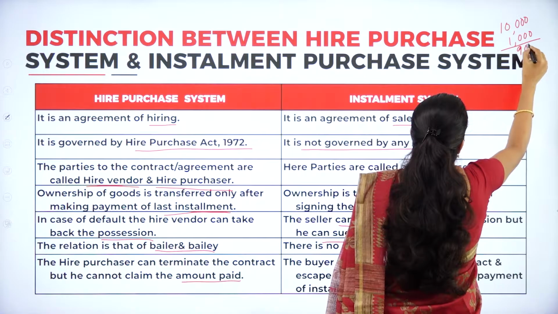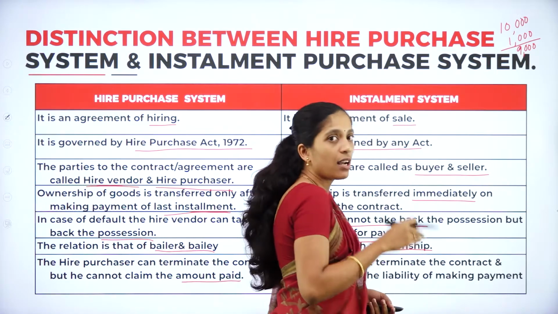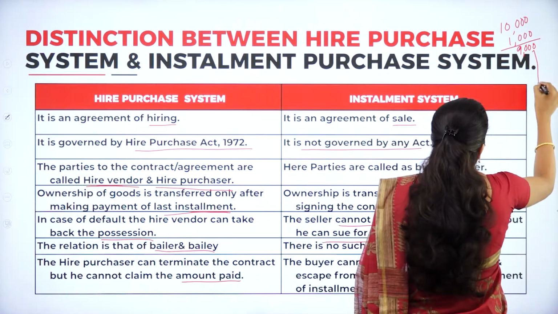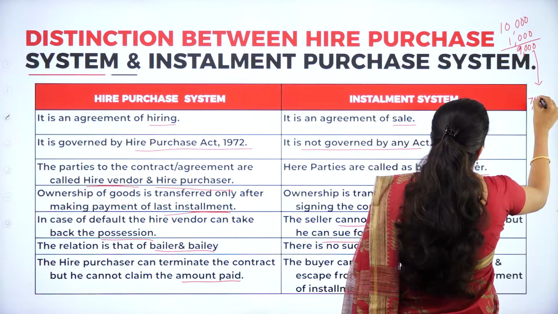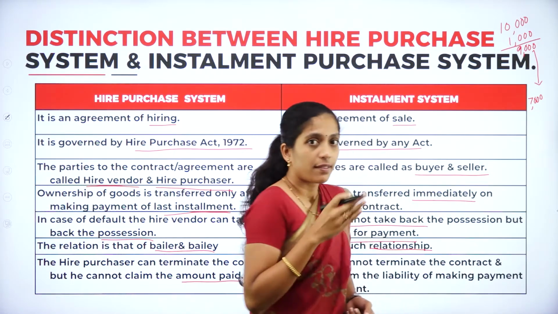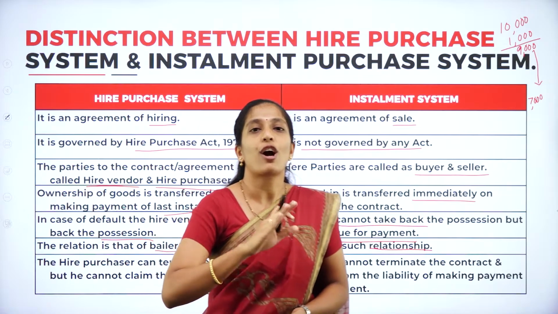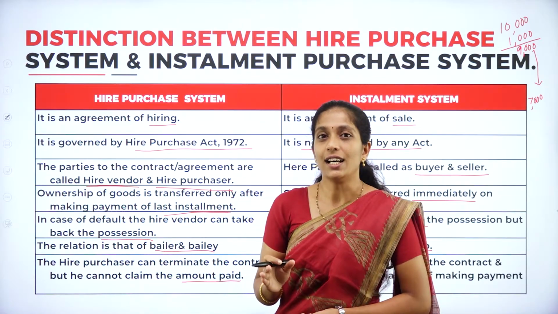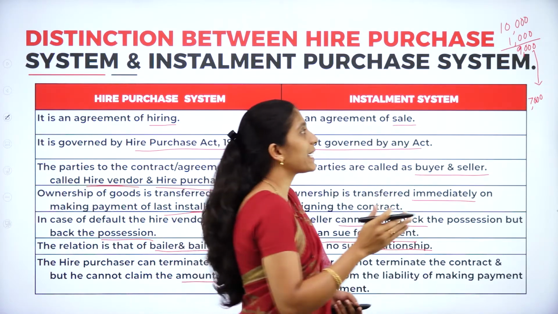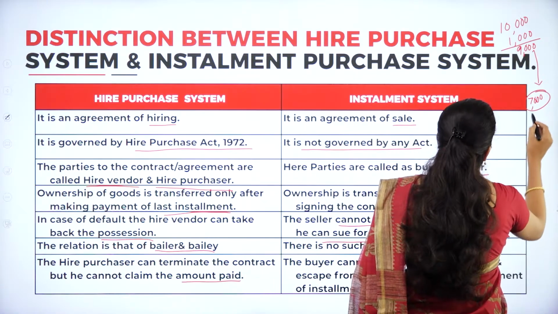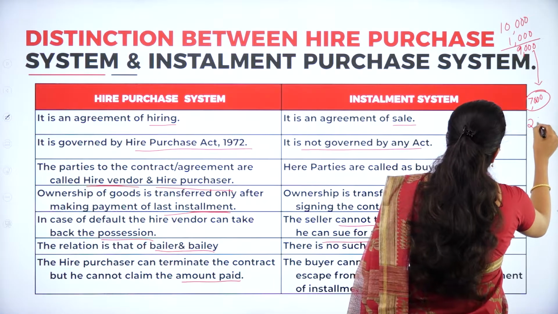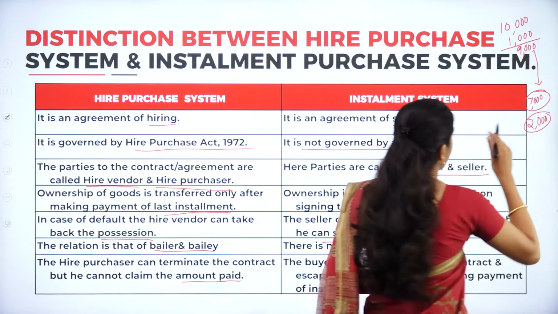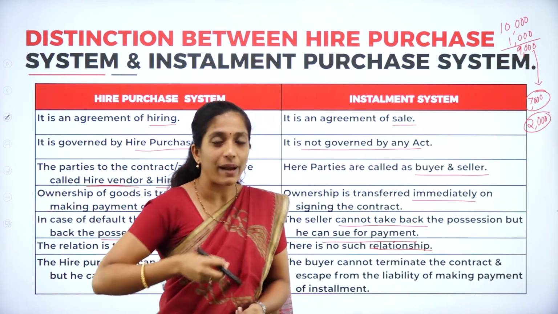Now 9,000 has to be paid in the form of installments, out of which he has paid rupees 7,000. So he has paid rupees 7,000. Then this 7,000 will not be refunded. So here this 7,000 cannot be given back. So if he fails to pay the remaining 2,000, then what will the hire seller do? The hire seller will take back the goods.